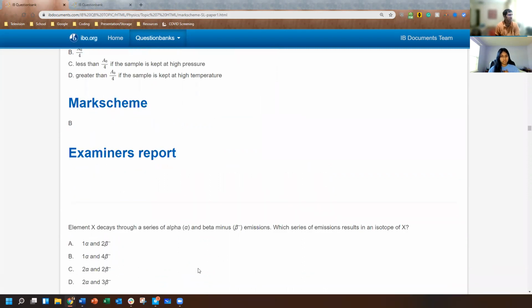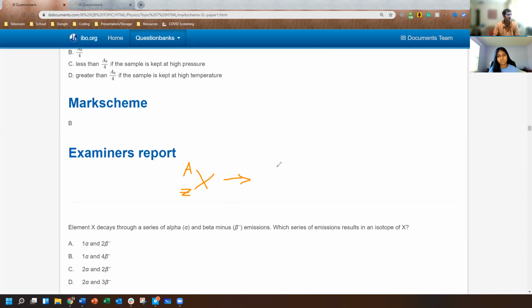Element X decays through a series of alpha and beta minus emissions. Which series of emissions results in an isotope of X? Oh. Okay. Yeah, I was like, how do you do this? I think it's A, just looking at it, but we can check. That probably makes sense, but let's check.